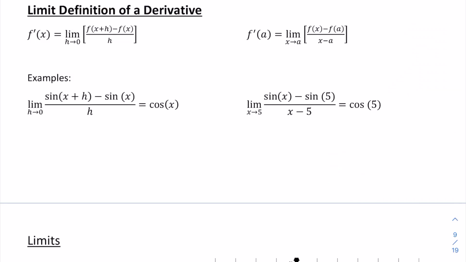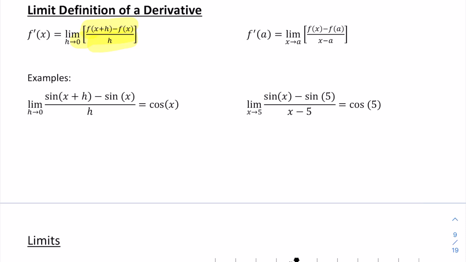So recall, your derivative is the slope of the tangent line. It is a slope, and it is a slope from 2 points as those points get infinitely close together. That is what this limit definition of a derivative is saying. It's finding the slope as that change in x, which is h, that delta x, is approaching 0. That's what that h is in there.